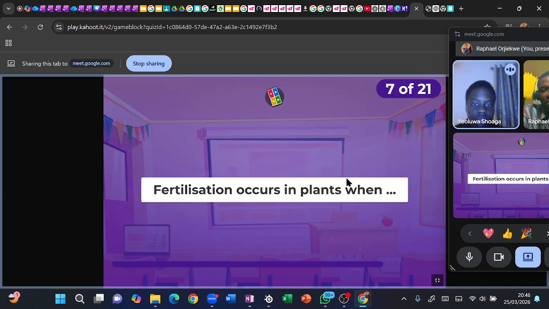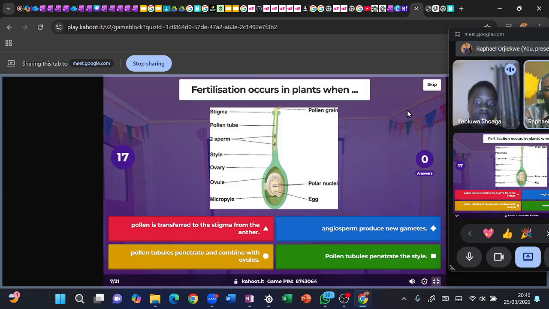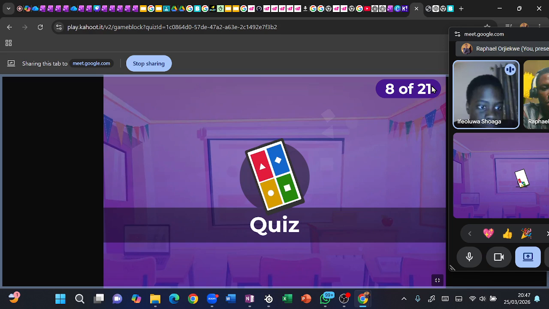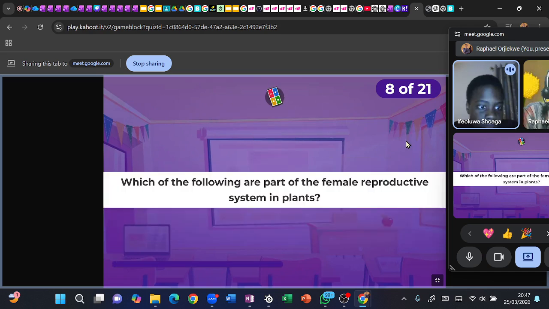Fertilization occurs in plants when dash. You didn't choose an option, so you missed that one automatically. Fertilization occurs in plants when the pollen tube penetrates and combines with the ovule. Alright, let's continue. So that's 4 out of 7.